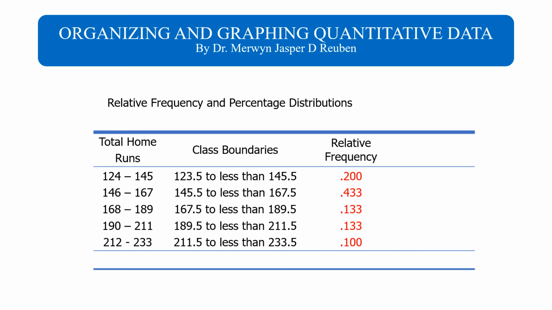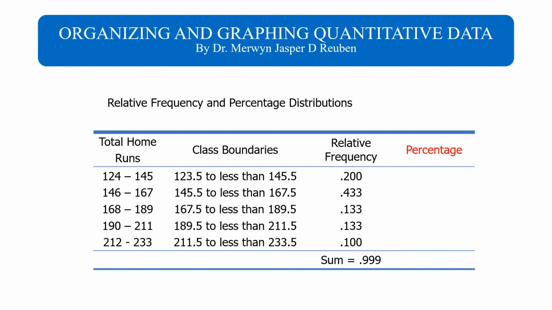So the relative frequency for the first class is 0.2. For the second class, it is 0.433. And for the third class, 0.133. And for the fourth class, it is 0.133. And for the fifth class, it is 0.1. All the relative frequencies are rounded off to 3 decimal points. The sum of the relative frequencies is written down and it is equal to 0.999. This should be equal to 1, but it is 0.999 because of the rounding off errors.